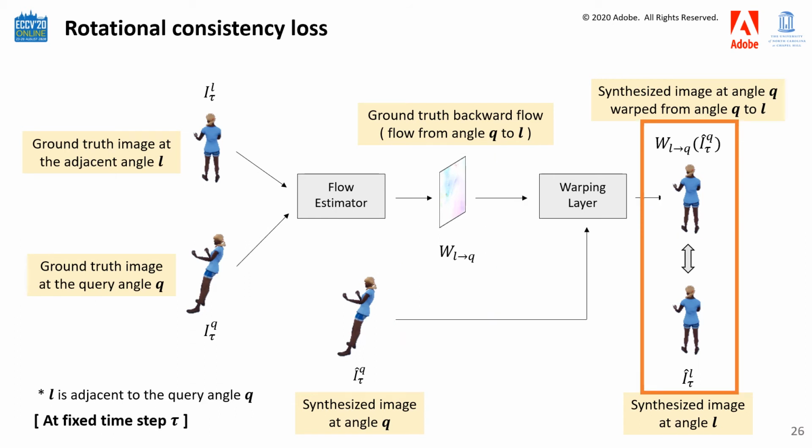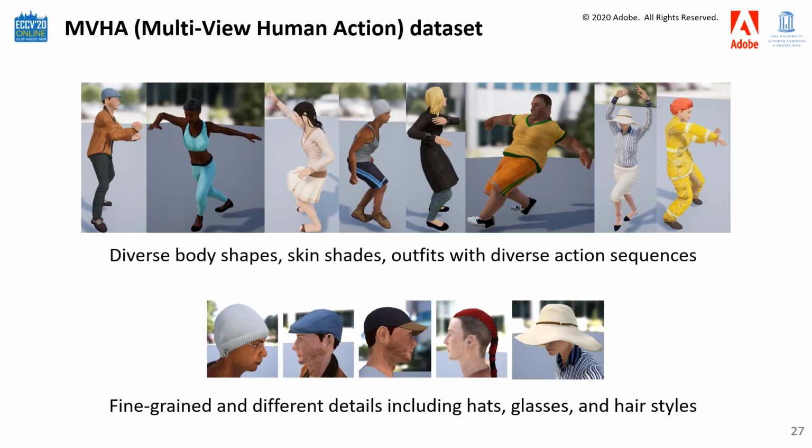This warped image is then compared with the synthesized image at the angle L to calculate the rotational consistency loss, and this loss in turn enforces smoothness between the adjacent synthesized views. The temporal consistency loss is also calculated in a similar manner between time steps t-1 and t. For a detailed explanation, please see our paper.